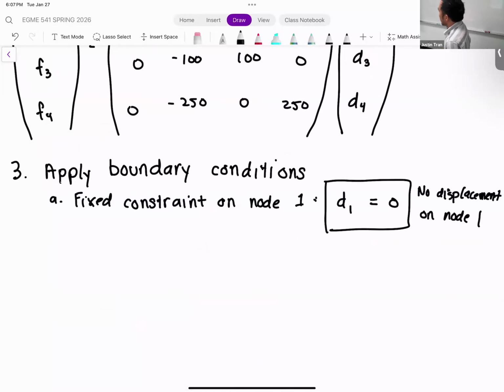To apply this Dirichlet boundary condition, remember the way that we apply this is that we replace the entire first row. The first row in our global linear system is associated with D1, and so if we're going to be directly setting D1, we're going to eliminate that first row in our system.